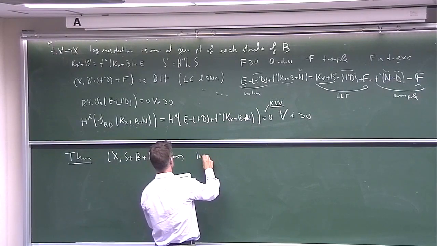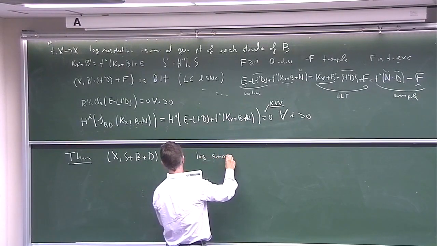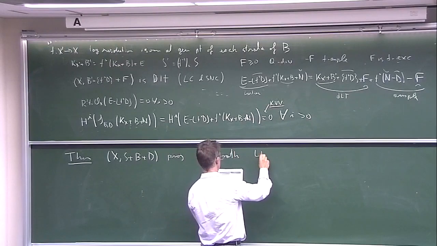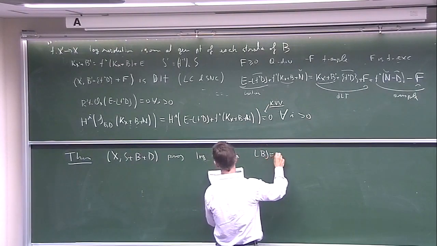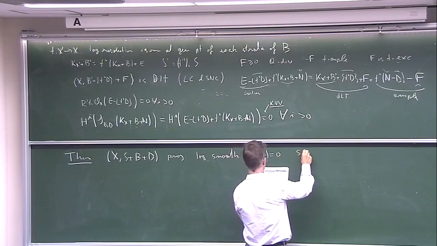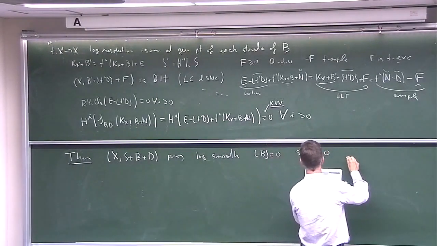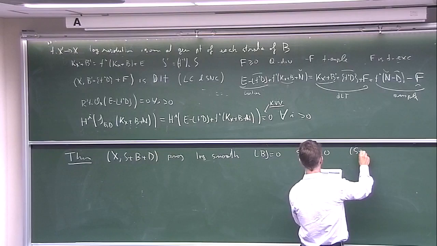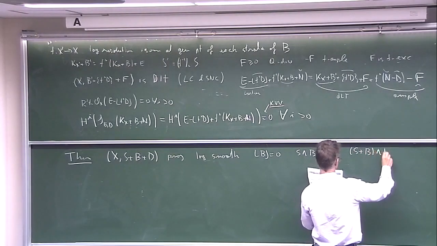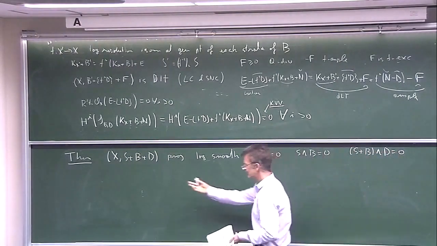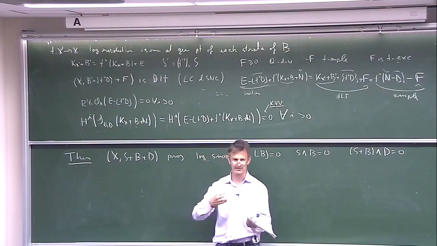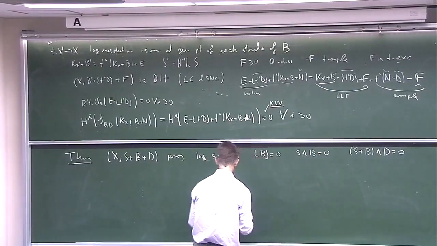Projective, log smooth, such that the round down of b is 0 now. S wedge b is also 0. Oh, gosh. S plus b wedge d is 0. So, I've written down 3 divisors. They shouldn't have anything in common. That's what I'm trying to say.